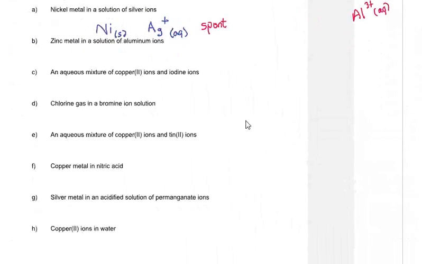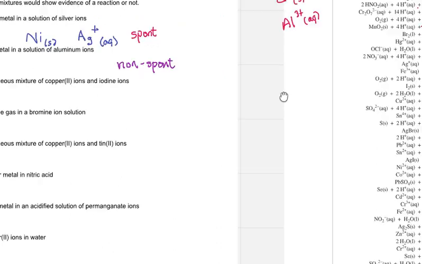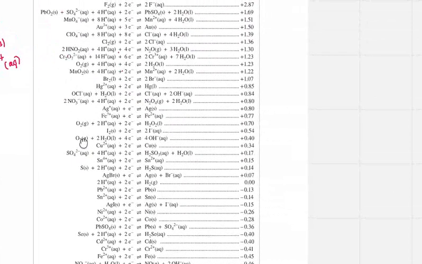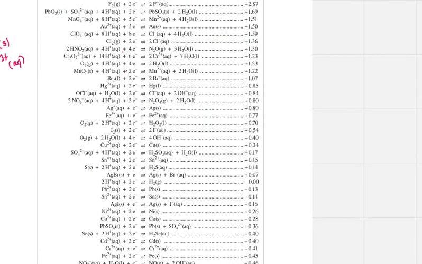We can go back to B, and we can put non-spont. Next one, aqueous mixture of copper 2 ions and iodine ions. Copper and iodine. Iodine if you're British. Okay, so we have copper ions, we have iodine ions.